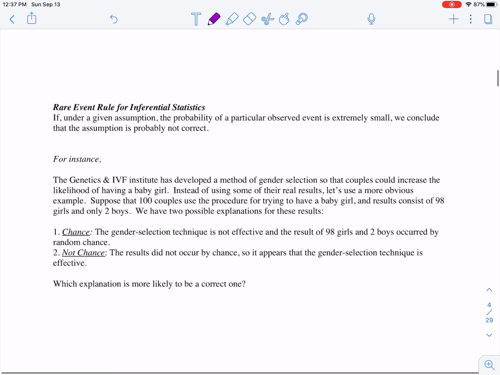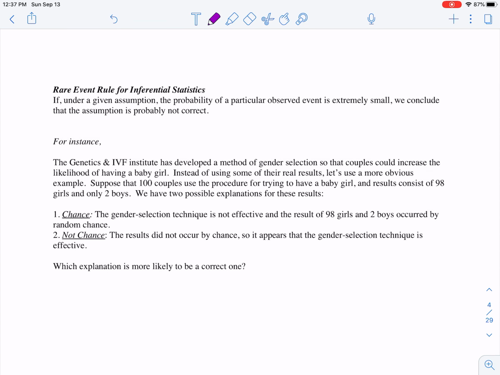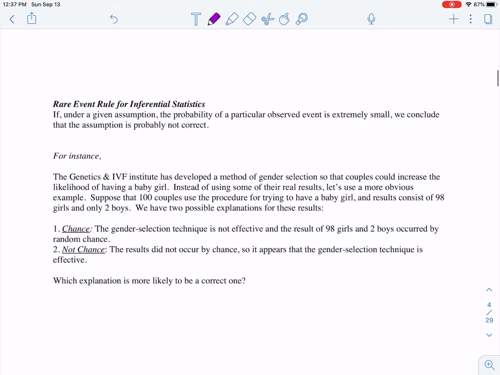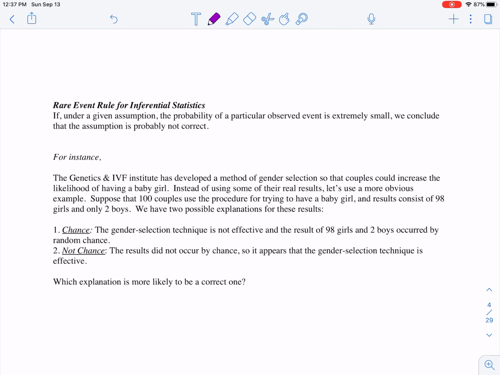Let's see, this last example, the rare event rule for inferential statistics. This last thing we discussed in 4.1 kind of gave us an insight into how probability ties to statistics. How do we use the probability of a certain event occurring to make a decision in inferential statistics, which comes up in the last three chapters of this class? That's when we are making a decision, conclusion, or inference on the entire population from a sample.